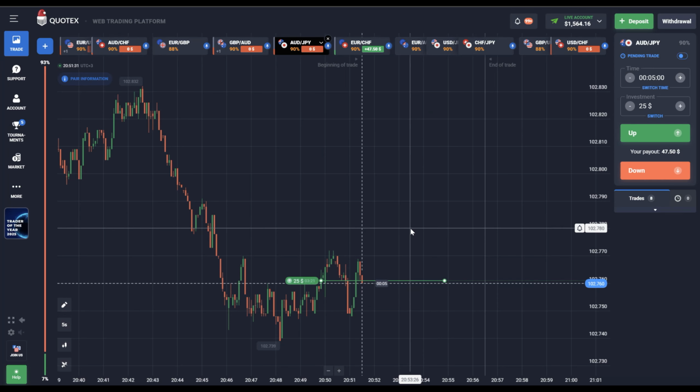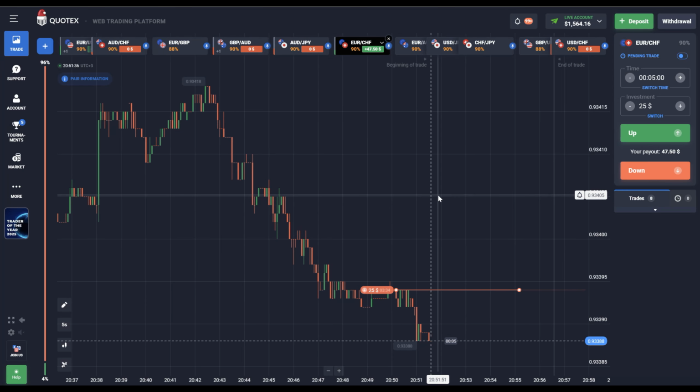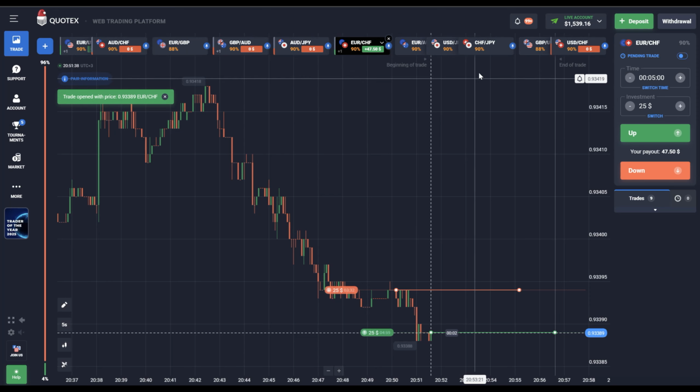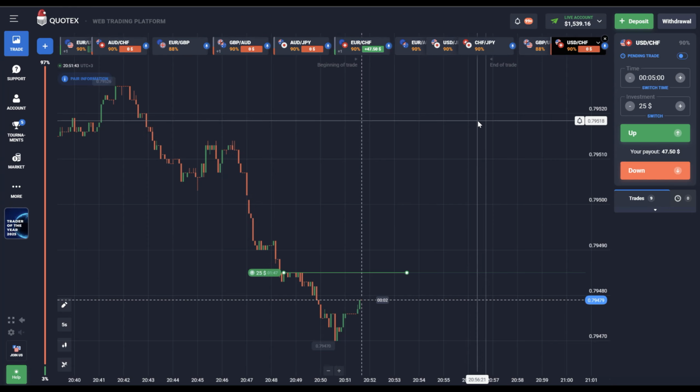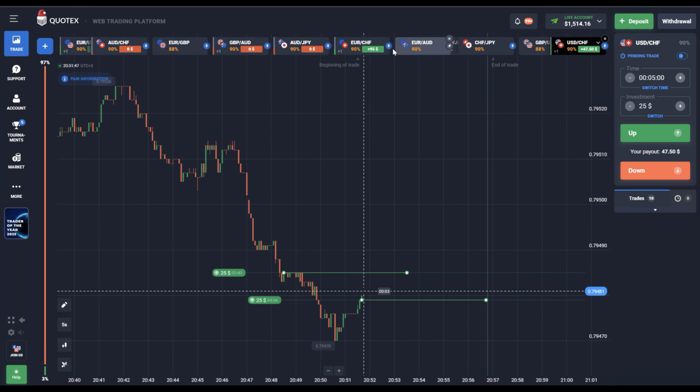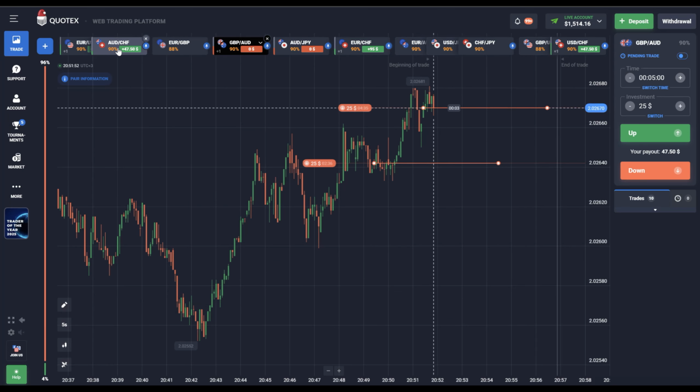Australian dollar, Japanese yen, currently it's at a slight loss. Euro Swiss franc is also at a slight loss for now. By the way, this one can also be duplicated. Why not? The dollar Swiss franc is also a small minus. And let's probably duplicate this too. In total, we have 10 transactions. I think this is quite enough to see how the market behaves.